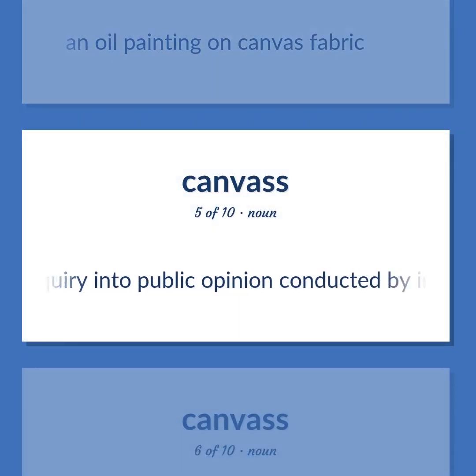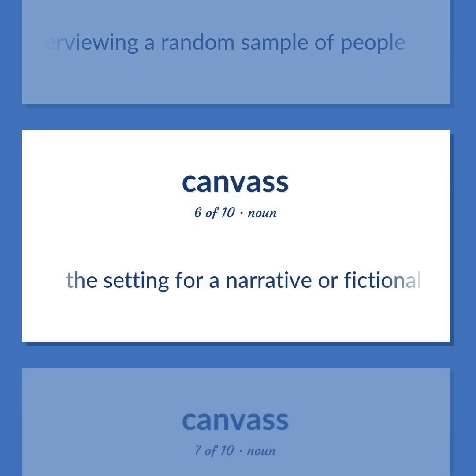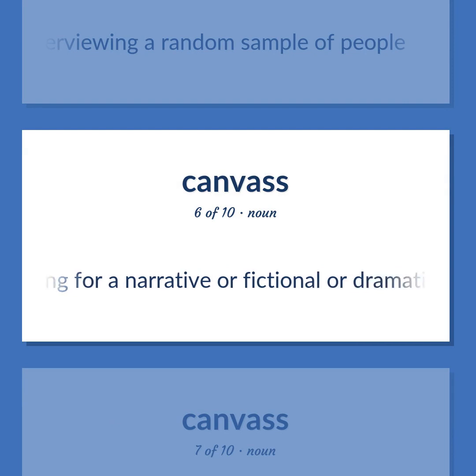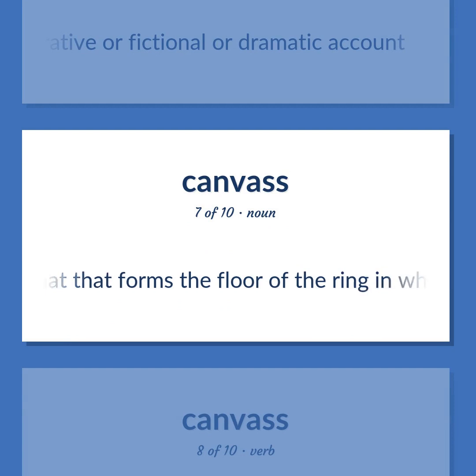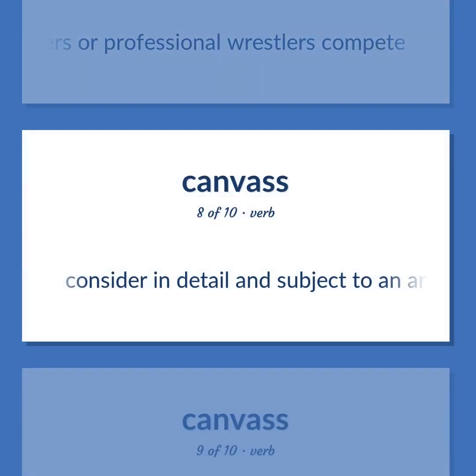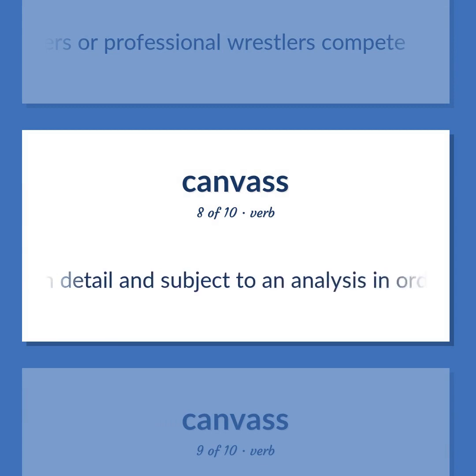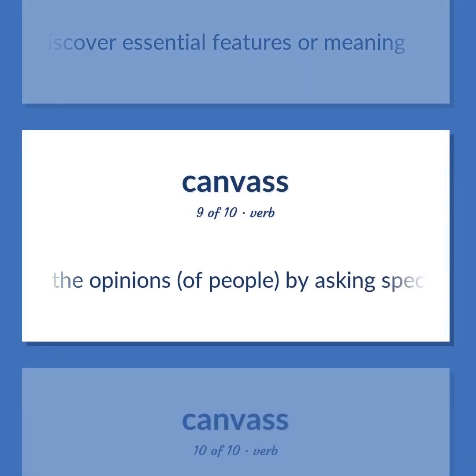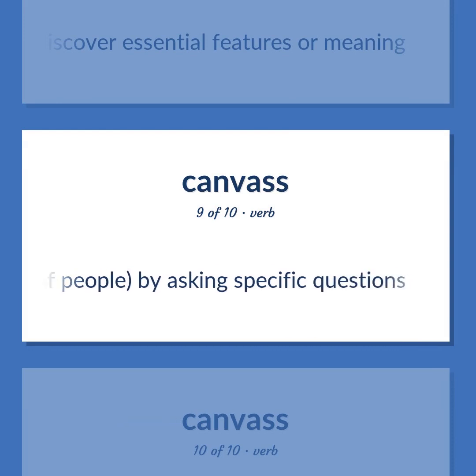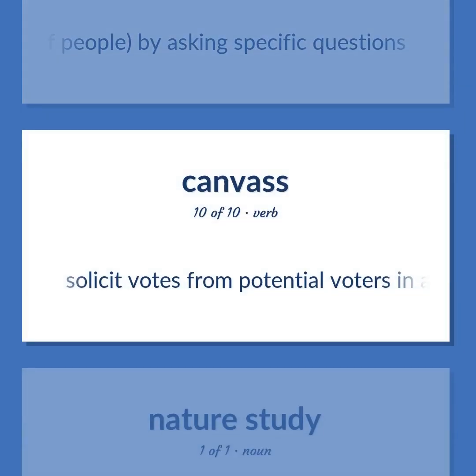An inquiry into public opinion conducted by interviewing a random sample of people. The setting for a narrative or fictional or dramatic account. The map that forms the floor of the ring in which boxers or professional wrestlers compete. Consider in detail and subject to an analysis in order to discover essential features or meaning. Get the opinions of people by asking specific questions. Solicit votes from potential voters in an electoral campaign.